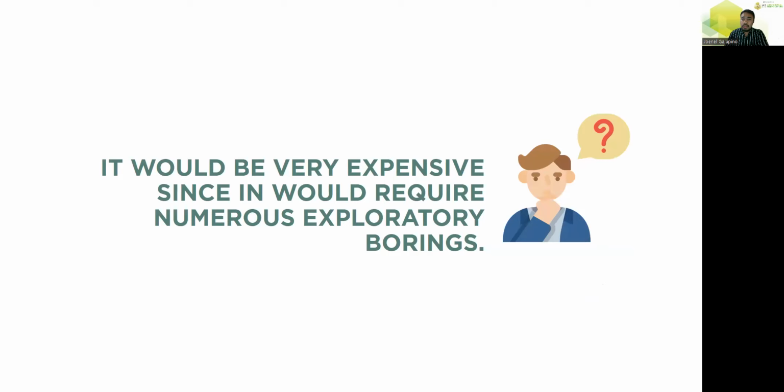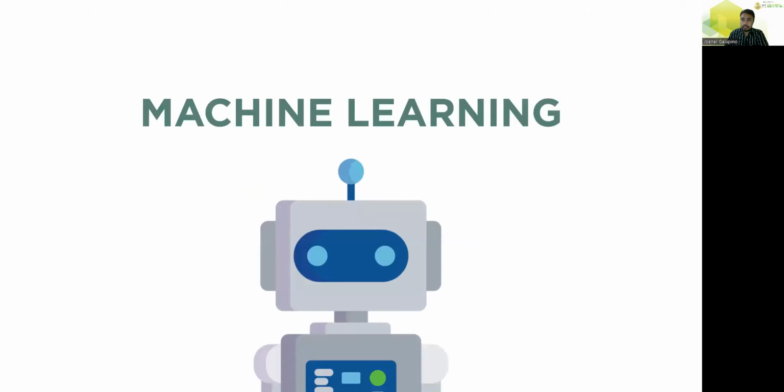Because of that, it would be very expensive to characterize an area since it would require numerous exploratory borings. So by creating models that produce soil parameters for a known site, geotechnical engineers could accurately predict the soil parameters they will encounter at their target locations. This is where machine learning comes in.